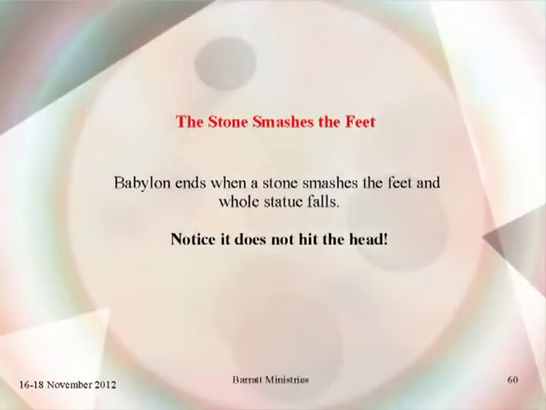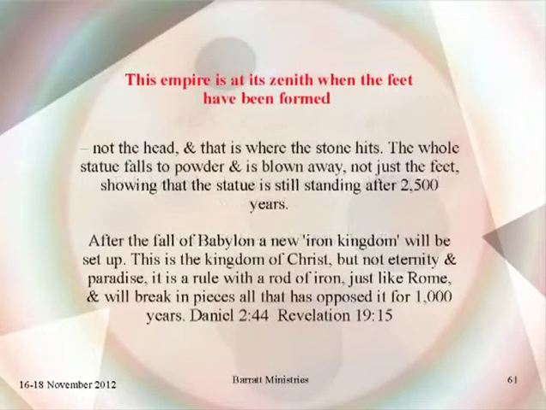Well, the stone smashes the feet. It doesn't hit the head, the whole statue falls. And what happens? The empire's at its zenith when the feet are formed. You'd think it would grow up from the feet, and when it got to the head, but it's the opposite way around. It starts with the head, and it comes to its zenith at the feet. Interesting, isn't it? The one world empire is there when the feet are formed, not when the head was. The head was formed 2,500 years ago.